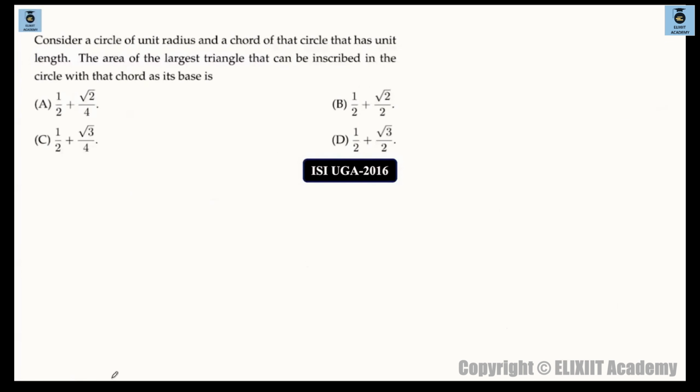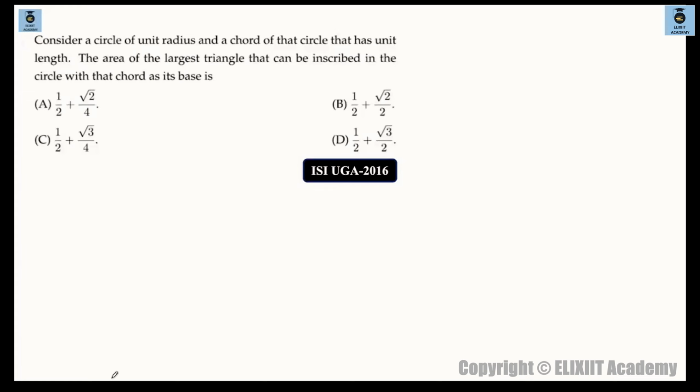So now let's move on to the next question, which is from UGA 2016. Consider a circle of unit radius and a chord of that circle that has unit length. The area of the largest triangle that can be inscribed in the circle with that chord as its base is how much?